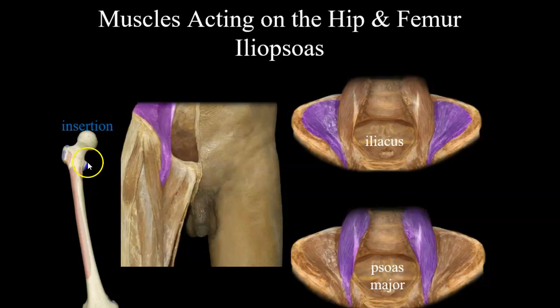And then it extends down and attaches to the lesser tubercle of the humerus. Lesser tubercle of the humerus. Yep, that's a good one. Attaches to the lesser trochanter of the femur.